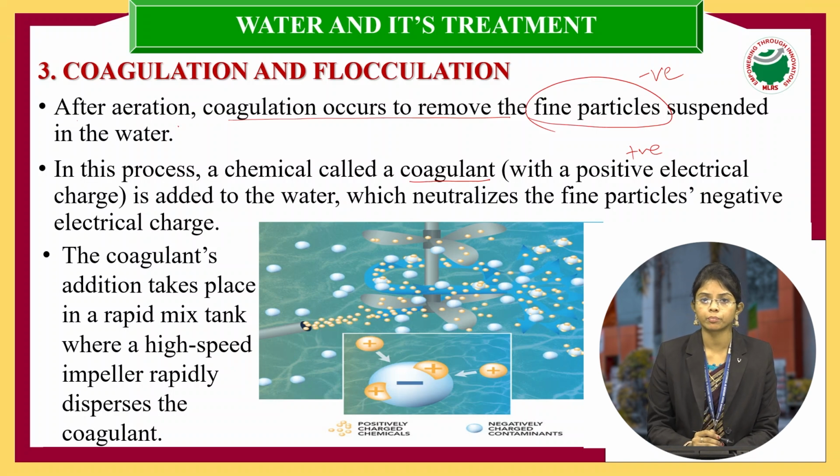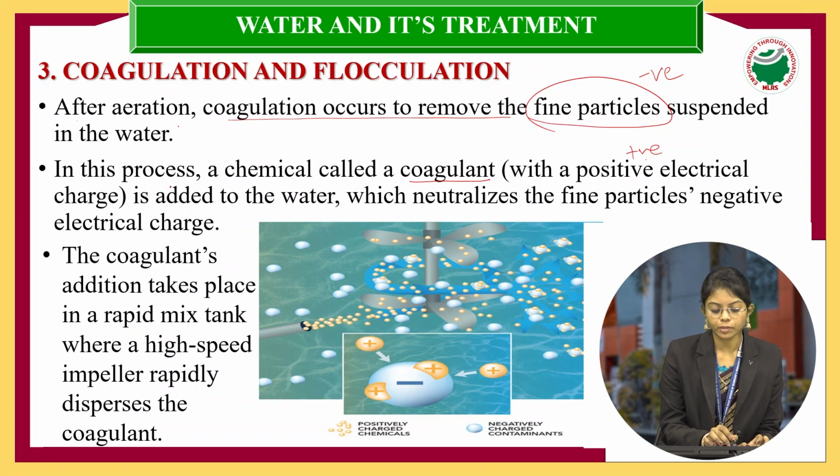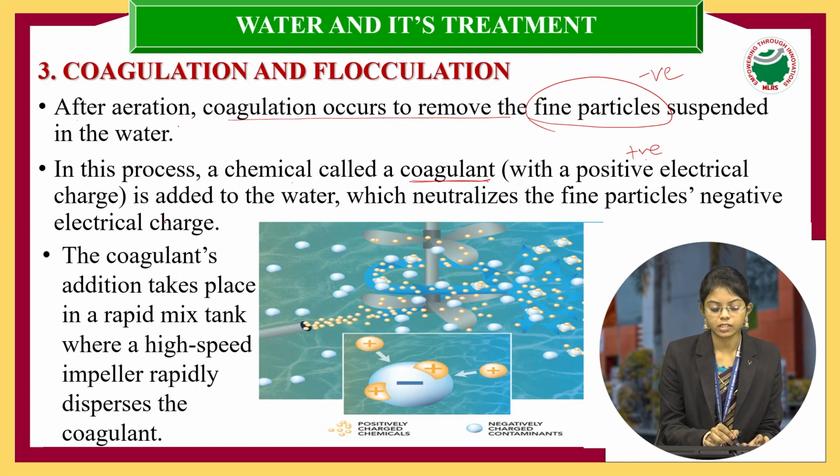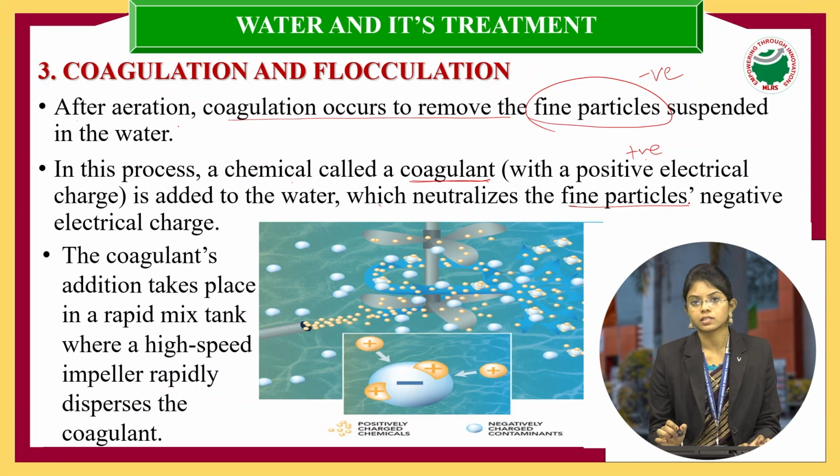So under the coagulation process, what is happening? Fine particles are of negative charge, and the coagulants, the chemicals we add into the water, are of positive charge. Now these two charges get neutralized and the fine particles are removed. In this process, a chemical called a coagulant, with a positive electrical charge, is added to the water, which neutralizes the fine particles. Now the impurity particles get removed.